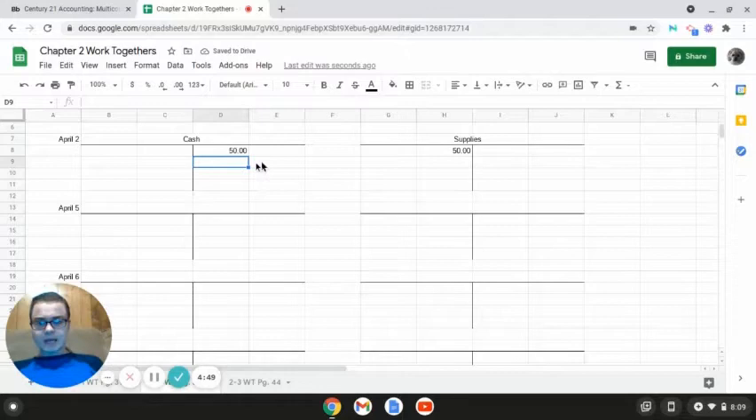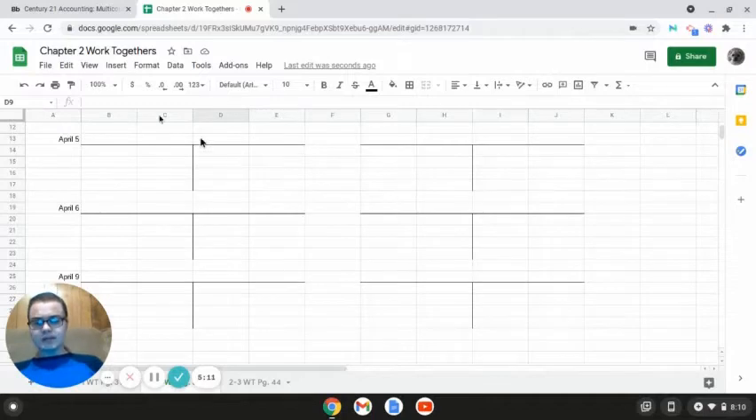Now, for this transaction, we have an increase and a decrease. That's because since these accounts are both assets, they increase by a debit and decrease by a credit. But since we have paid cash for supplies, our supplies account is going up or being increased, and our cash account is going down or being decreased.